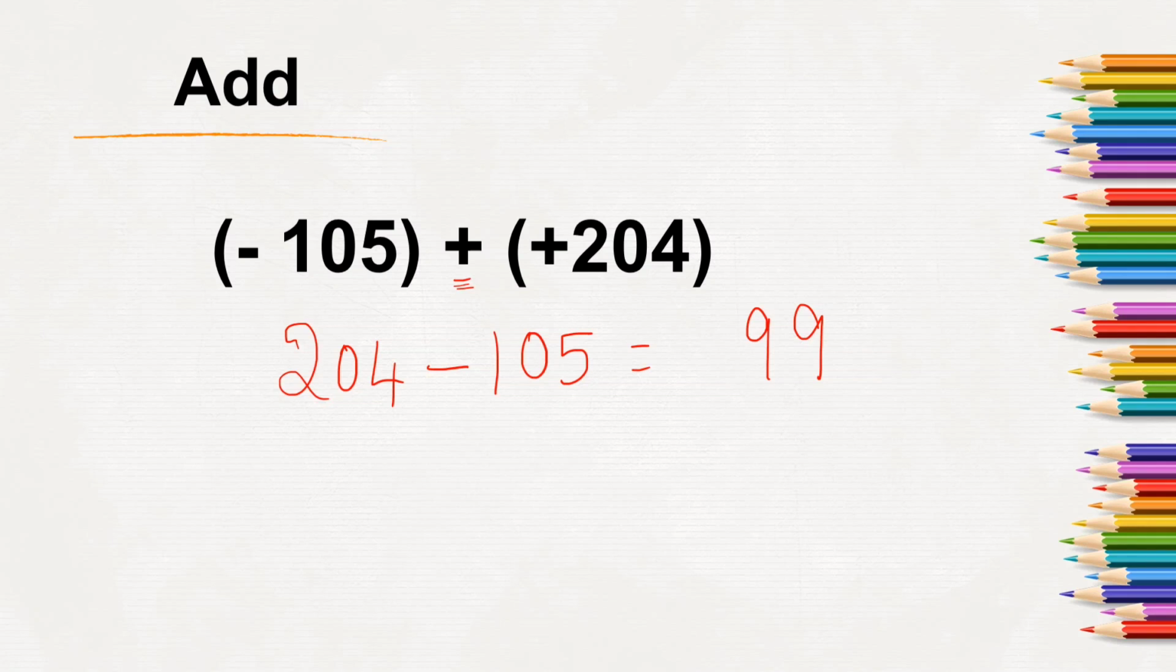Now we remember, right? When adding opposite signs, we need to forget about the signs. And what do we have to do? Subtract the numbers and then copy the sign of the bigger number. So here between these two numbers, which is the bigger number? 204 is the bigger number compared to 105. So here what is the sign of the bigger number? That is the positive sign. So we'll have to add the positive sign. So here negative 105 plus positive 204 is equal to positive 99.